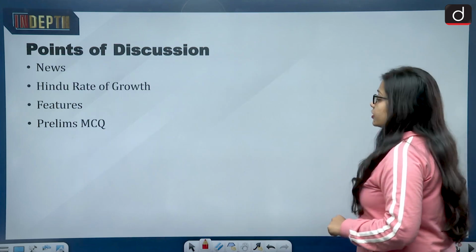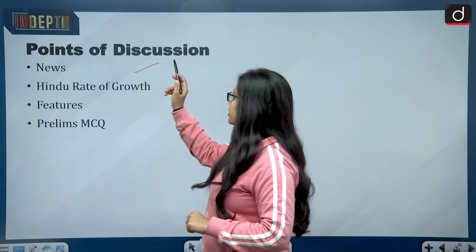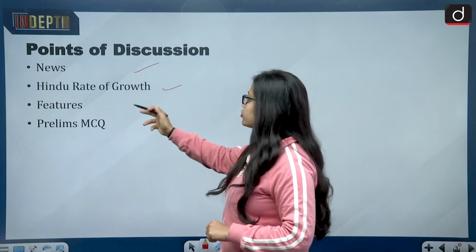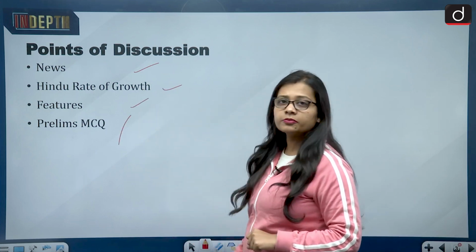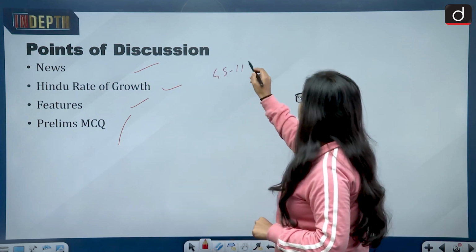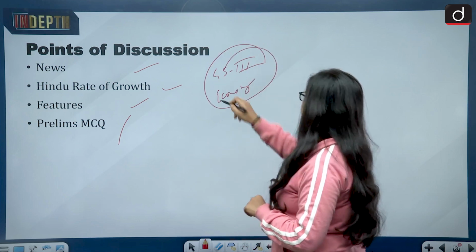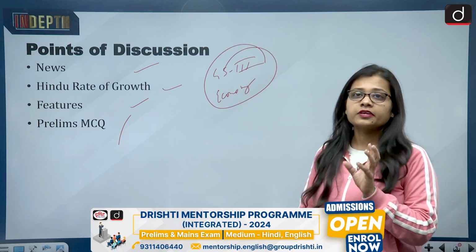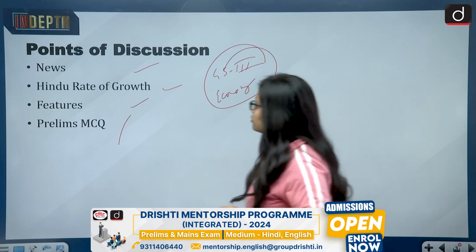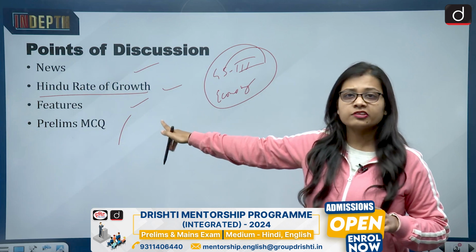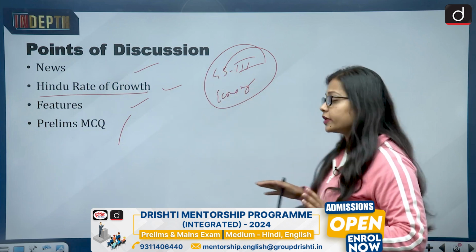So first of all, about the timeline, we'll be looking at the news, then knowing about the Hindutva rate of GDP growth, then what is Hindu rate of growth, about its features, and in the end a prelims MCQ. The topic is of relevance from General Studies paper 3, that is economy. So terms can be asked. Hindu rate of growth remains in news, and with respect to this, the new term has been coined.